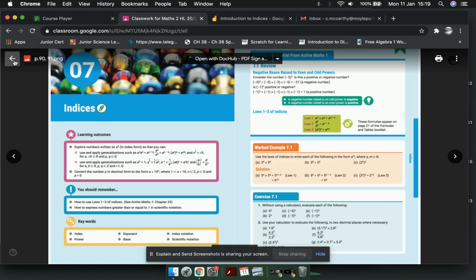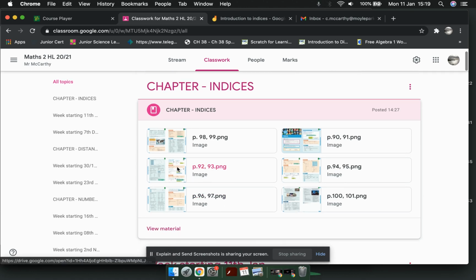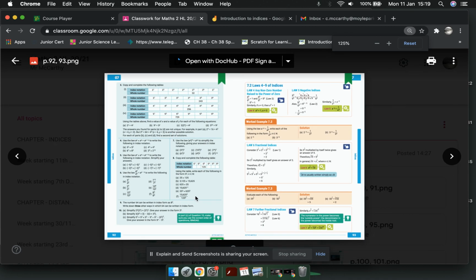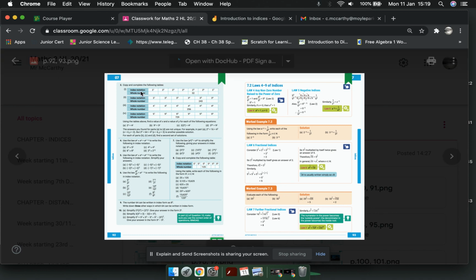So what kind of questions will we encounter when we do this for homework? Well, if you look here, this is not loading very well. Hold on. So hopefully you can see what I can see in front of me here, which is question 3, which says, copy and complete the following tables. I'm given it in index notation, so 2 to the power of 1, and I have to write it as a whole number. 2 to the power of 1 is just 2, so I can write down 2 there. Again, 2 squared as a whole number would be 4.